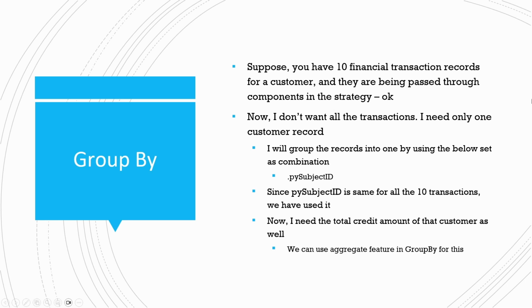See, I will group all the transaction records by using py subject ID. Why? Because py subject ID is the same for all the 10 transactions. Now, I also need the total credit amount of that customer. So we can use the aggregate feature in the group by for this. With the help of group by, you can do the grouping operation and also the aggregation operation. And this is going to be a very powerful component, right?